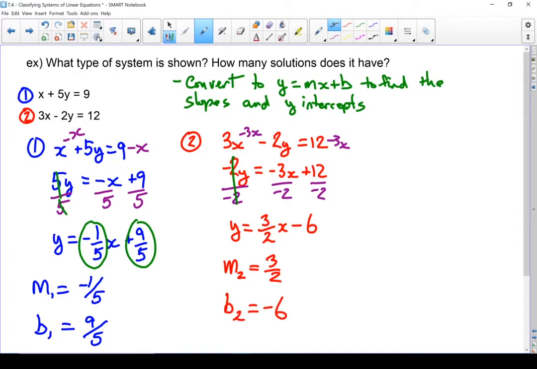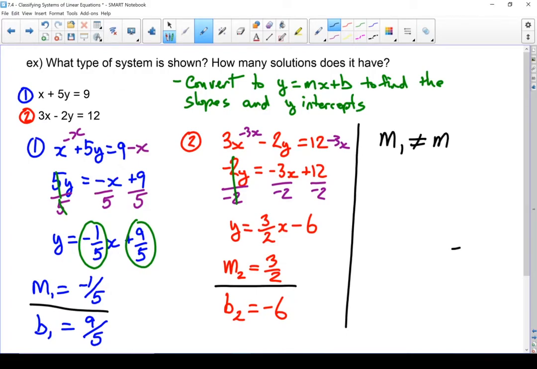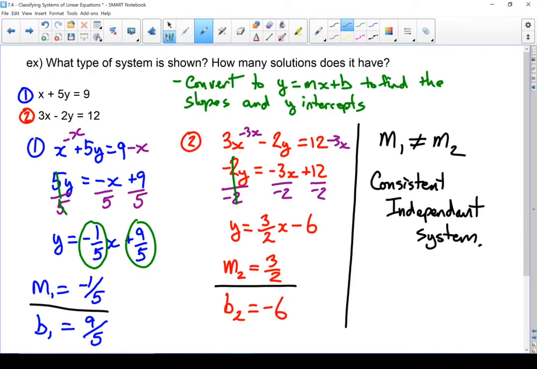Now I've got enough information to compare them. Start with your slopes. My slope on my first line is negative 1/5. Slope on my second line is 3 halves. That's as far as I need to go. Those slopes are different. And as soon as we have two different slopes, we have two lines that are going to cross. We've got a consistent, independent system. Slope of line 1 does not equal line 2. Therefore, we have a consistent, independent system. And from what we know about consistent independent systems, they all have one solution.